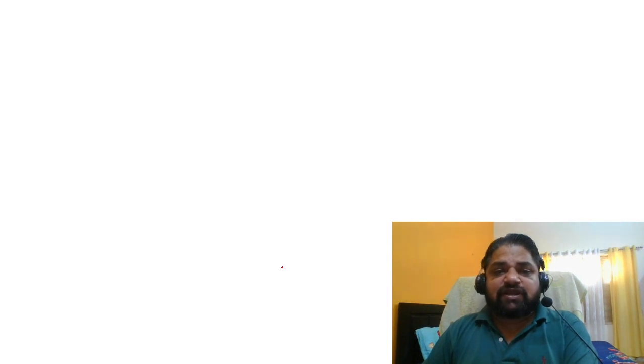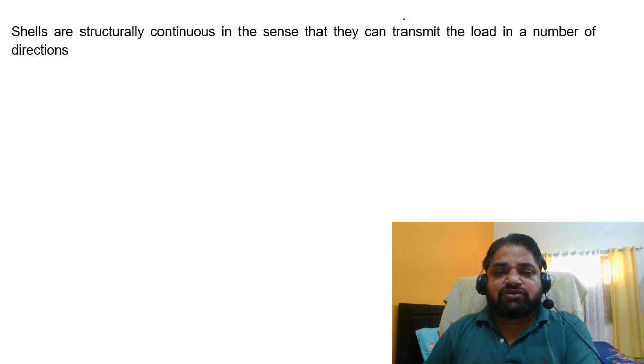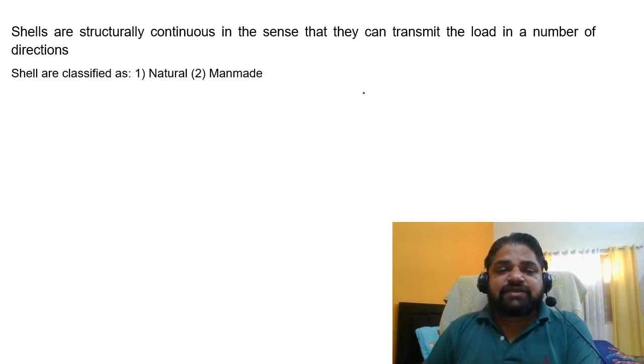First of all, what is the definition of that? Shells are structurally continuous in the sense that they transmit the load in a number of directions. That means it can take any direction from one point to another; there is no specific path it has to follow. Shells are basically classified as either natural or man-made, and we are here to discuss the man-made type. And mostly these are the broad classification of the shell.